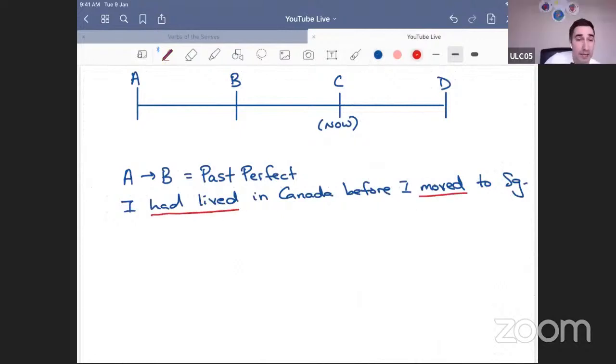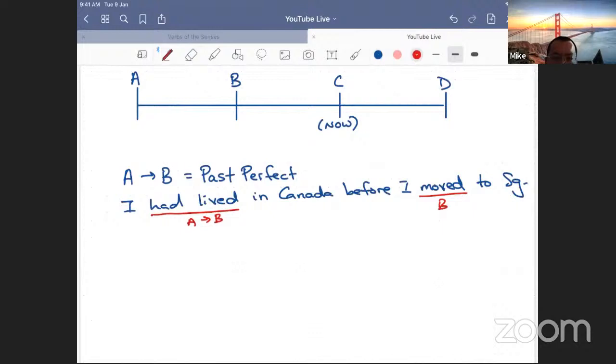I had lived in Canada before I moved to Singapore. So this has two times, A and B. This is A to B, and this is B. Now, if I just talk about one moment, I just say I lived in Canada. There's only one action, so I don't use any perfect tense because there's only one action.